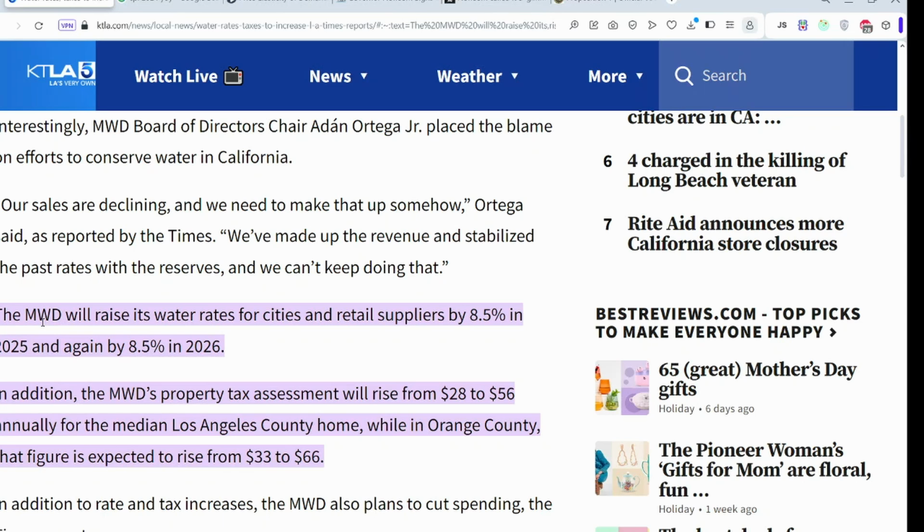The water district is going to raise rates by 8.5% in 2025 and another 8.5% in 2026. There's also a line in the property tax bills. You'll see it increase from around $30 to around $60.